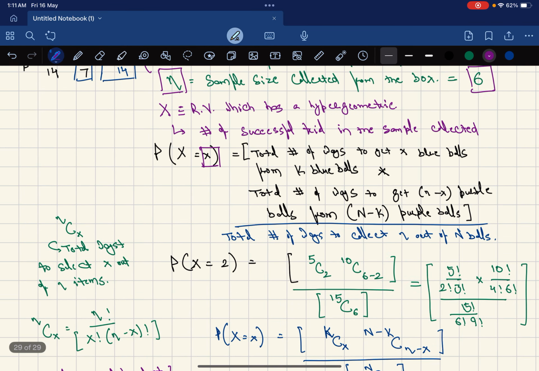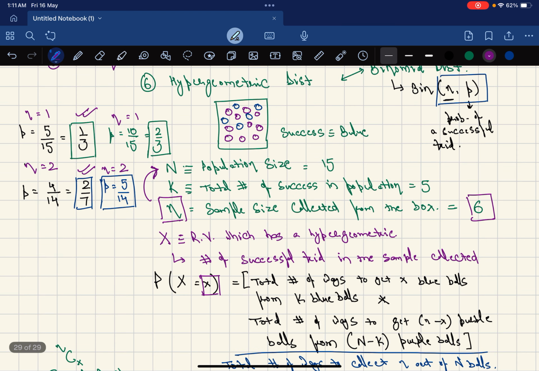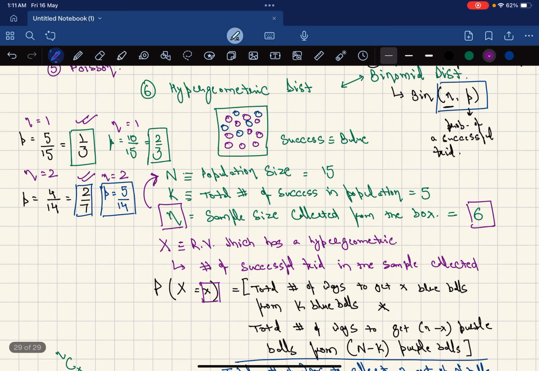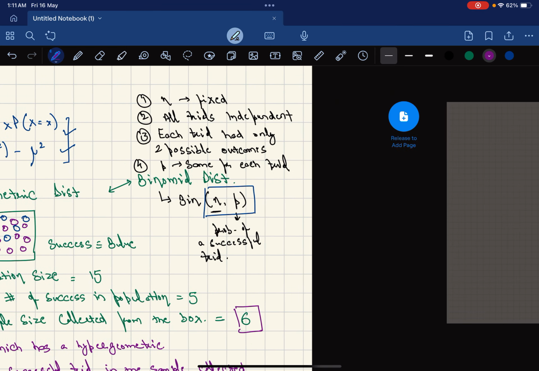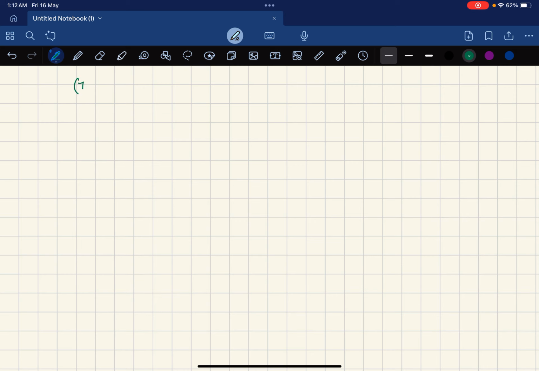For hypergeometric distribution, one has to remember that the total population size, total number of successes in that population, and the total sample size are fixed, and therefore the probability of getting a success in a particular trial is dependent on what happened in other trials as well, as we saw in these examples. So this is it for hypergeometric distribution. We'll be looking at another distribution now. So this will be, I promise, the last discrete distribution, and we'll be covering it in a brief manner.